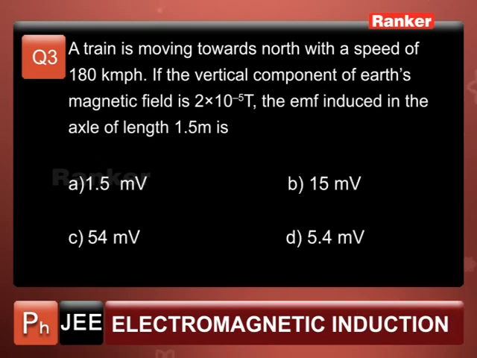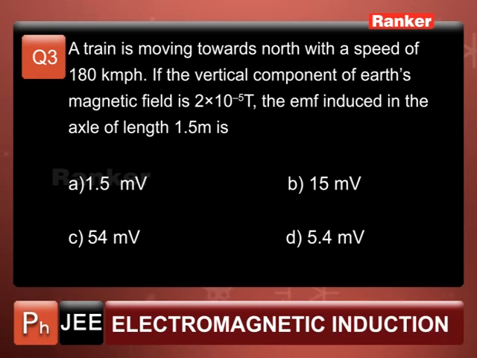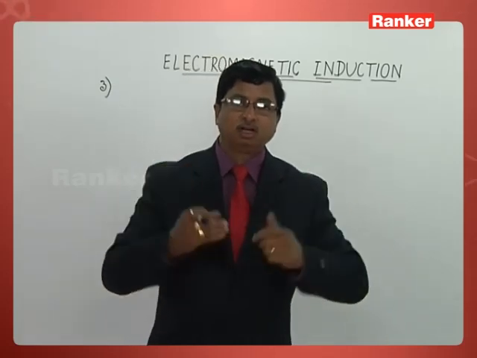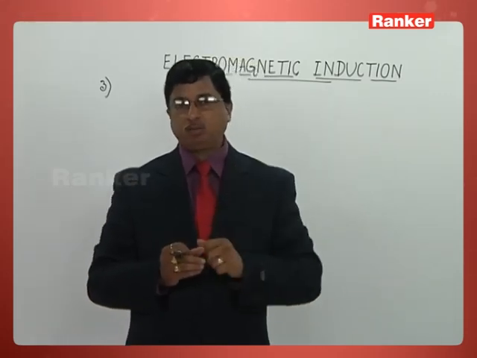A train is moving towards north. Direction is very important here. A train is moving towards north with a speed of 180 km per hour. If the vertical component of Earth's magnetic field is 2 into 10 power minus 5 Tesla, the EMF induced in the axle of the train of length 1.5 meter is how much? That axle itself is the one which is moving right across the vertical component of Earth's magnetic field.